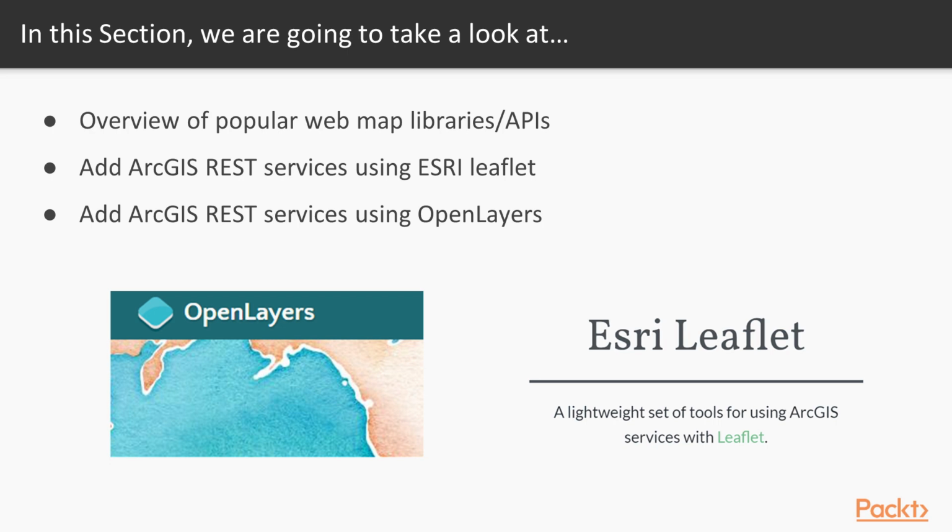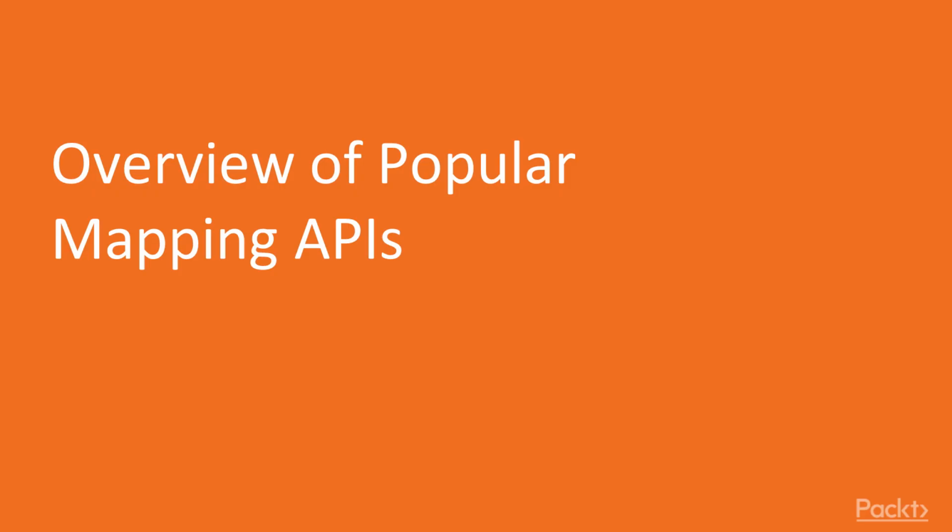So, in this section, I'm going to demonstrate how to do that using the Esri Leaflet API that's based on the leaflet.js API, and then I'm also going to demonstrate how to do it using the OpenLayers open source JavaScript library. Before I do that, I'm going to take you on a quick tour of some of the web map APIs that are out there. In this video, we'll learn about some popular mapping APIs.